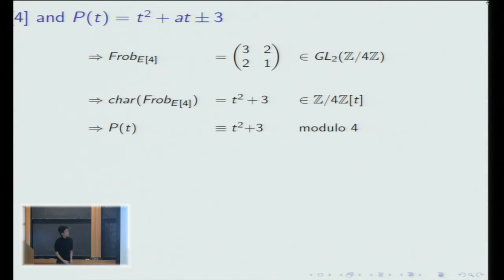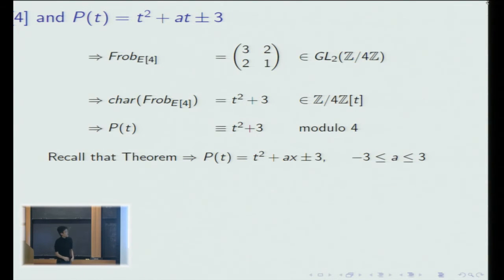And now we have a new congruence. And remember that we had, this is what we had before about P(t). So now we can tell plus and minus 3 apart. And we can also tell what a is. It's the only thing that's 0 mod 4. And so we have the polynomial that we're looking for.